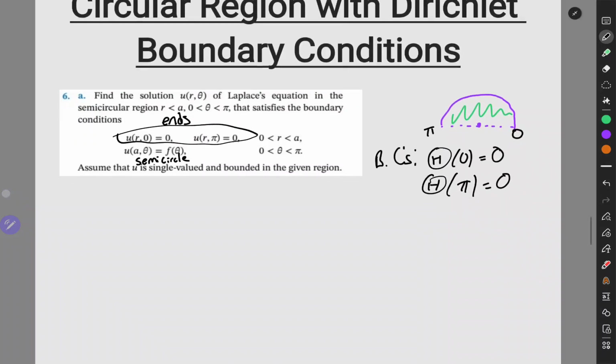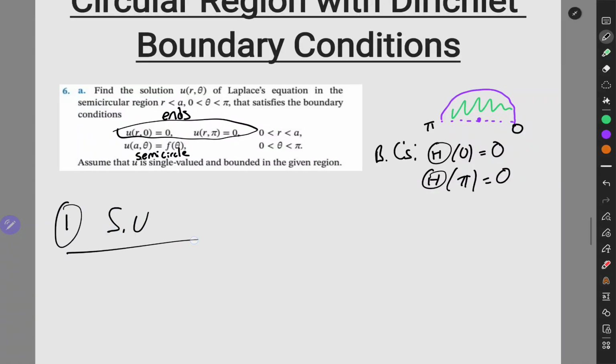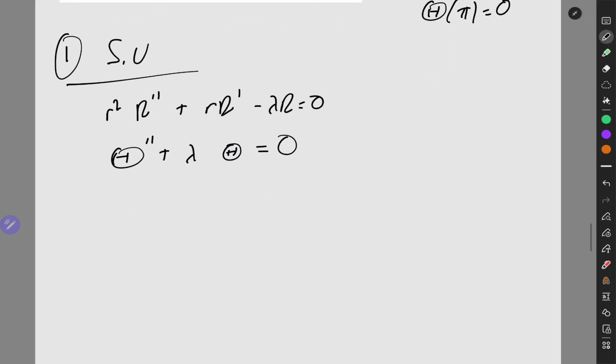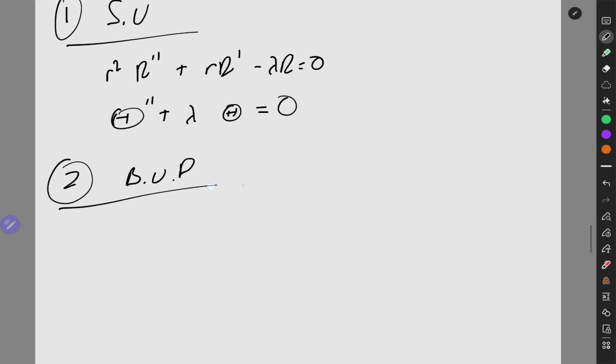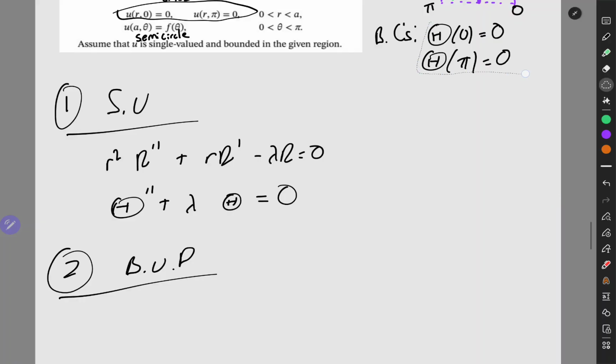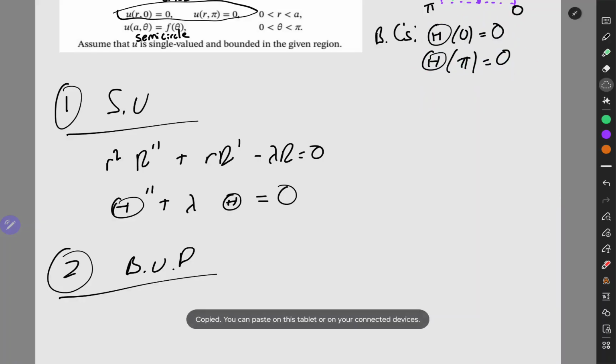Okay, so step 1, separate variables. We already know how to do this from the last video. I'm just going to write the solution down. Alright, these are the 2 equations we were left with. Step 2, boundary value problem. We have these 2 conditions here. We're going to use the theta equation this time. That's what we used last time, yeah, same equation.